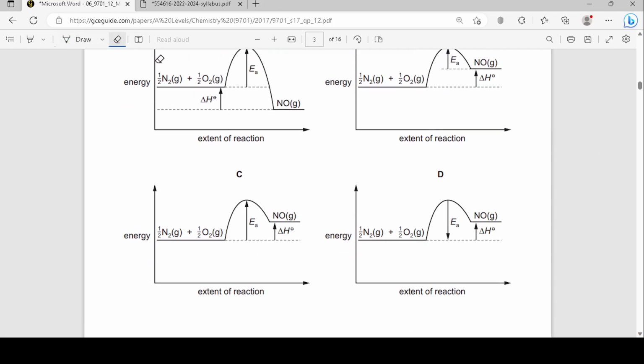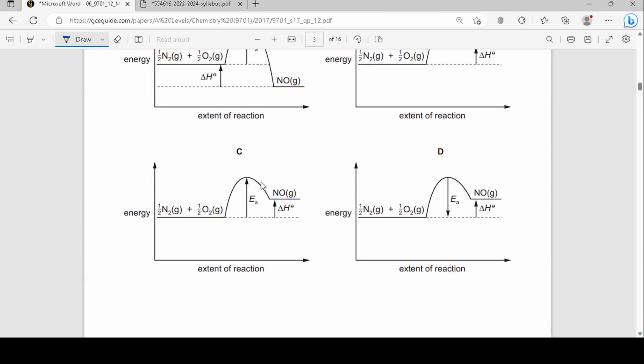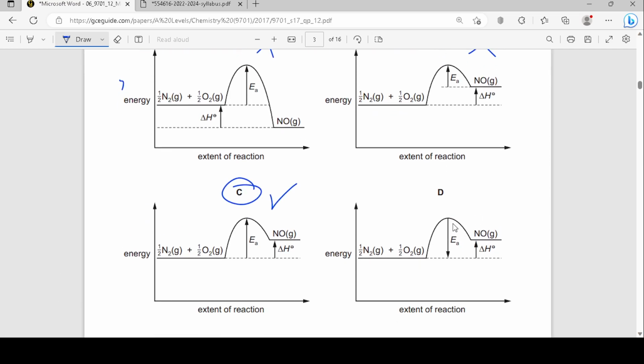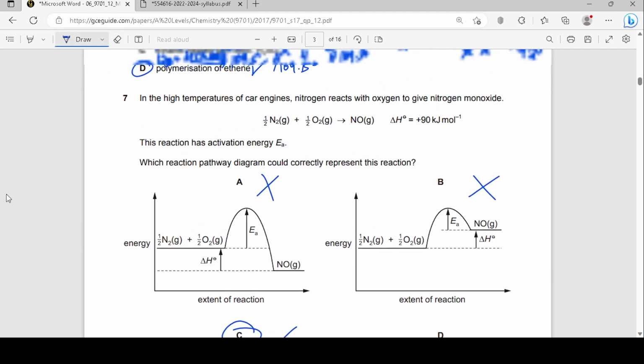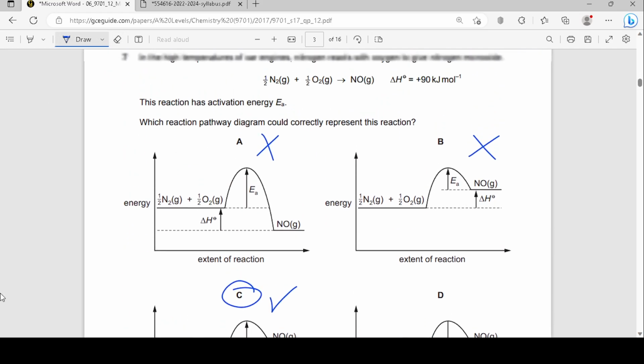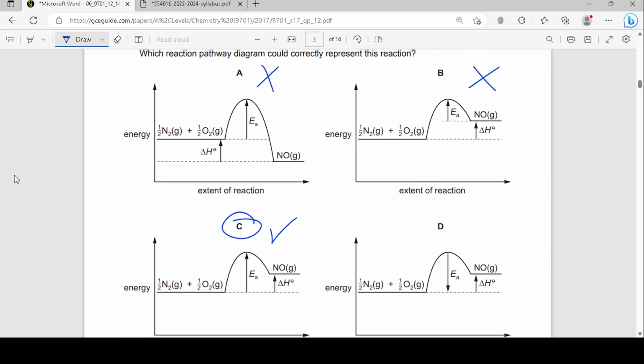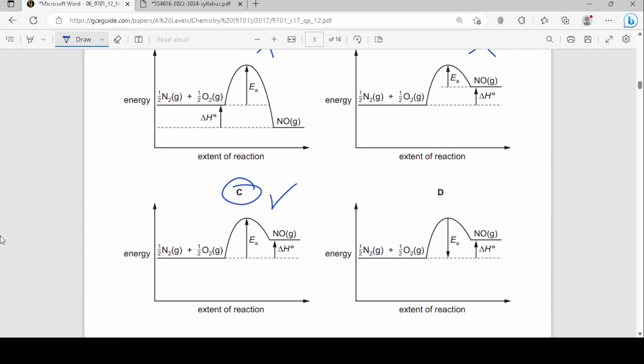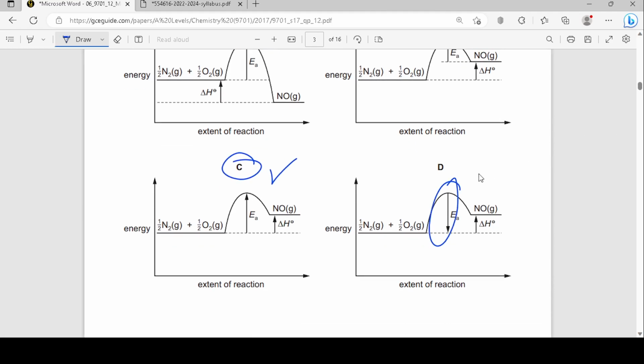Now if you look at C, it has the EA arrow from the reactants to the peak, so C seems to be the correct answer because both the delta H arrows and the activation energy arrows are placed correctly. D has the activation energy going from the peak to the reactants, downwards, but that's wrong because activation energy is a process where you need to supply energy. It's an endothermic thing, the system absorbs energy basically. So it should not be going downwards.